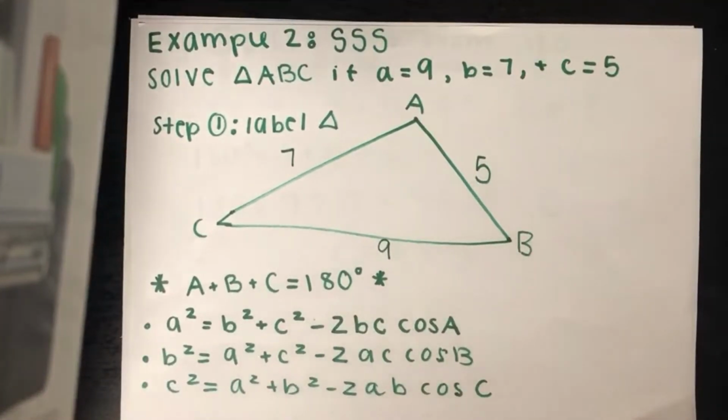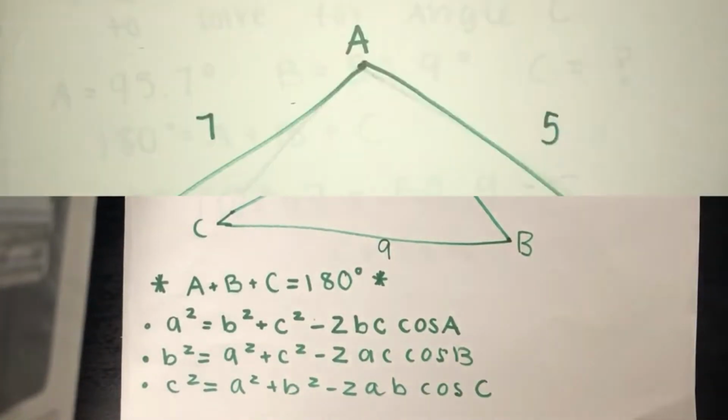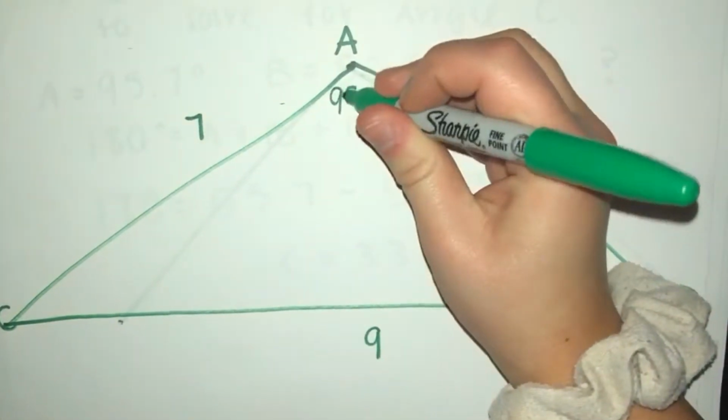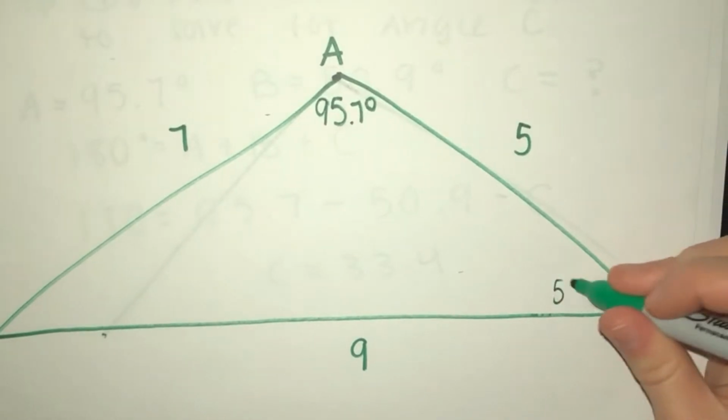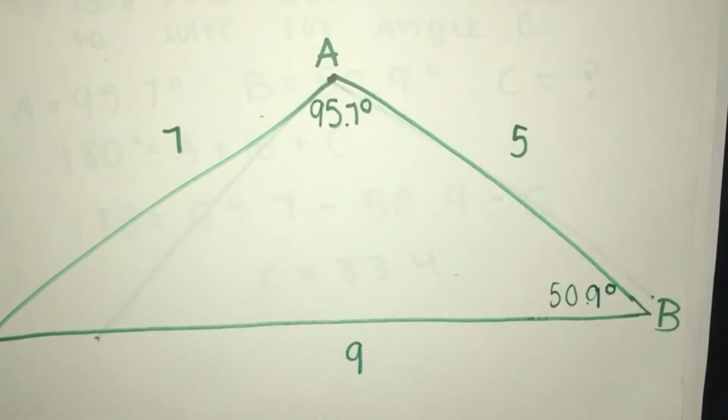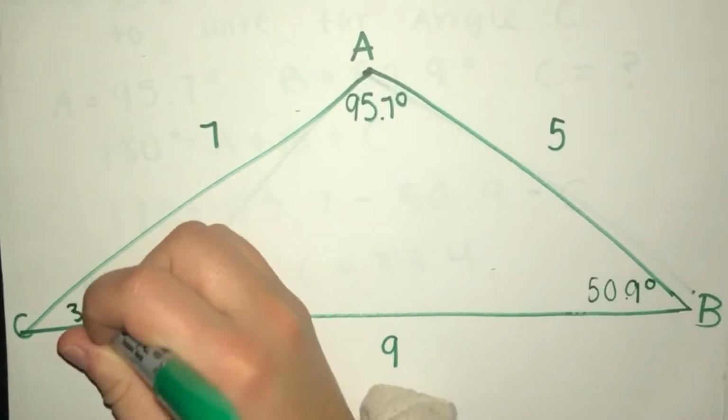So now that you have all three angles, you can fill in your triangle. So A is 95.7 degrees, B is 50.9 degrees, and C is 33.4 degrees.